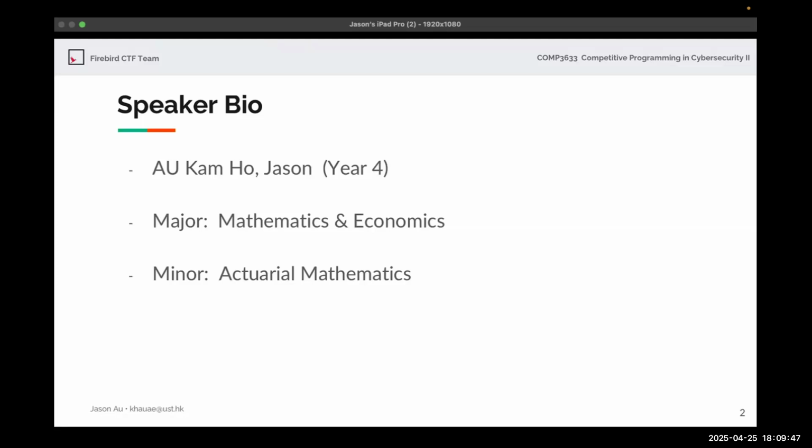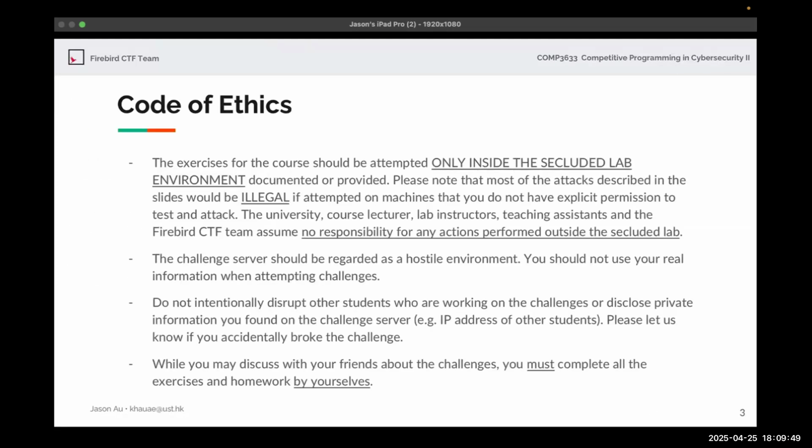Okay. So before all of other things, let me repeat the code of ethics. All the exercises and all the techniques shared should only be used in the secured lab environment, and should not be used illegally. And you should bear legal responsibility for misuse of the techniques.